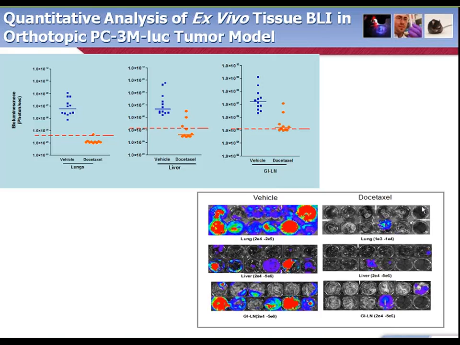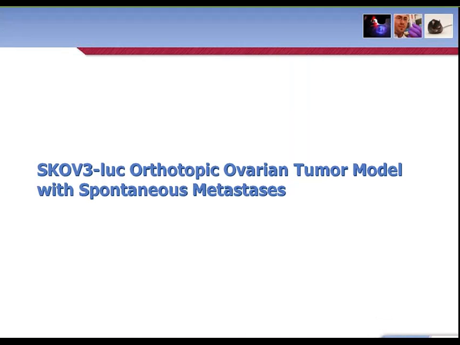So these are the vehicle-treated lungs, liver, lymph nodes of the GI, and the docetaxel-treated. You can see that one lung is lighting up, a couple of different livers are lighting up, and a couple of different GIs in the docetaxel-treated group, but certainly not the same amount of light is coming from the vehicle-treated group.